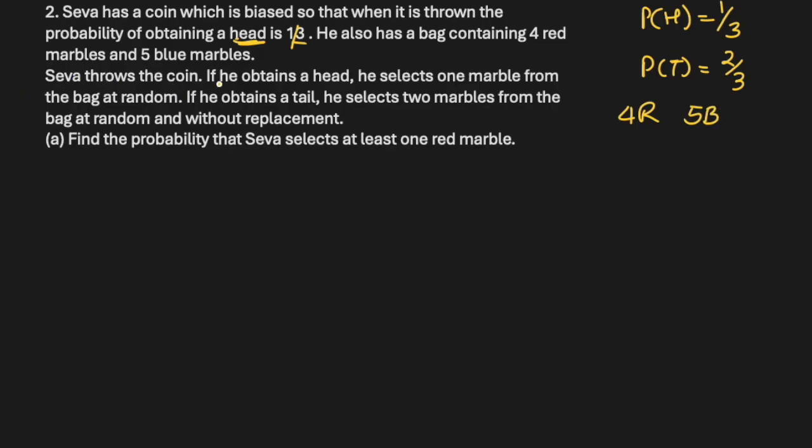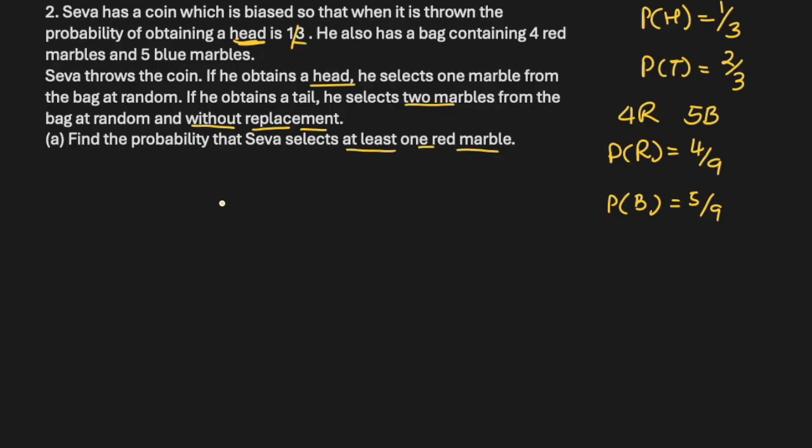Seva throws the coin. If he obtains a head, he selects one marble from the bag. So what is the probability of red in this? 4 out of a total of 9. Probability of blue is 5 out of 9. But if he obtains a tail, he selects 2 marbles from the bag at random without replacement. That means the marble stays out of the bag. A. Find the probability that Seva selects at least one red marble.